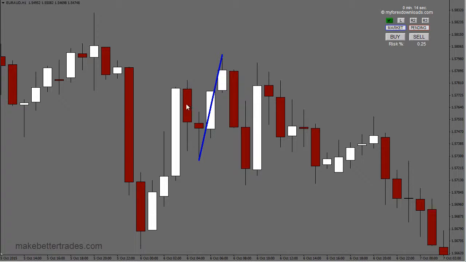So this would be a pivot point. This is one here, one right there, one right here. Even though this candle did not break this low, the next one did. So this would be a pivot point here as well. There's one right here, and there's one right here.